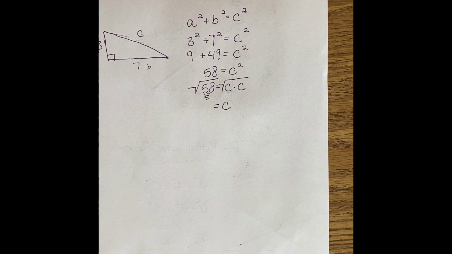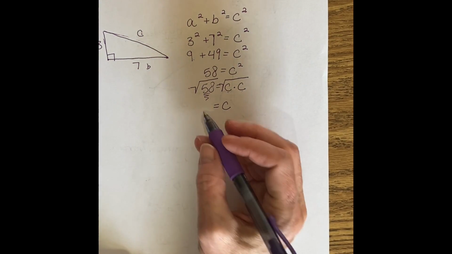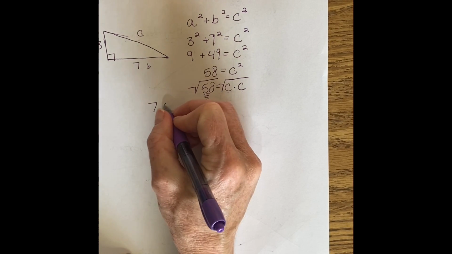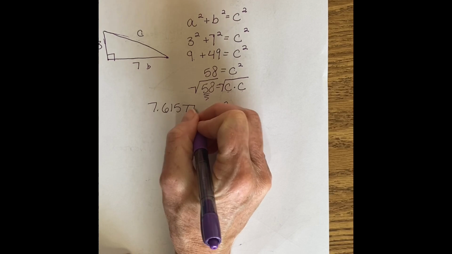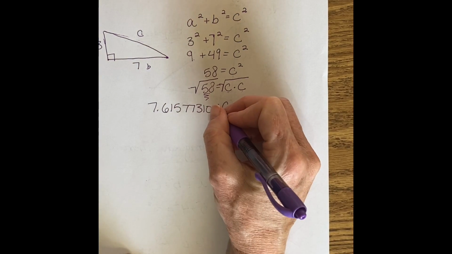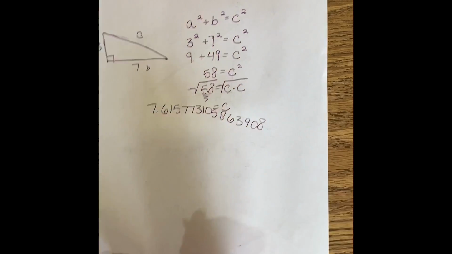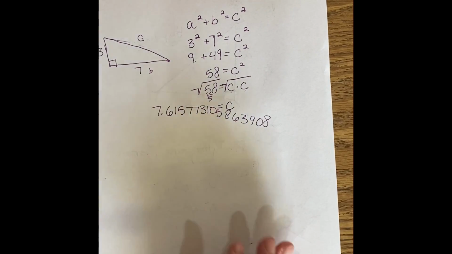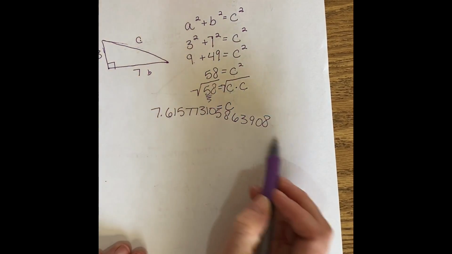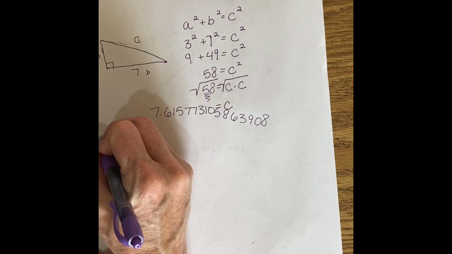Now, I don't have my calculator with me. I am at home, so I'm going to use my computer. So the square root of 58 is, oh dear me, 7.6157731058633908. First of all, is this a rational number? I mean, look at that. It goes on forever and ever and never ever repeats. So first of all, it is not rational.